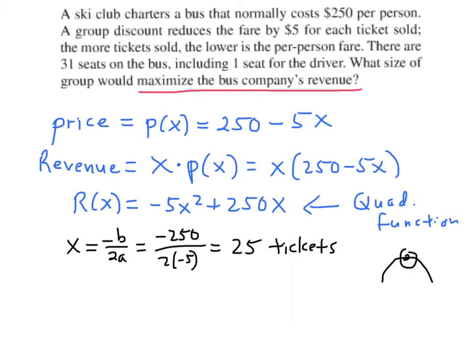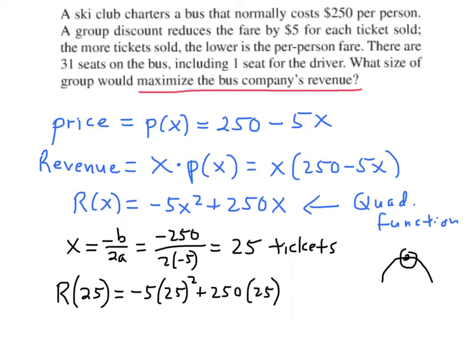And to actually find out what the maximum revenue is, you would calculate the revenue obtained by selling 25 tickets by plugging a 25 into your original function. So it would be negative 5 times 25 squared plus 250 times 25. And when you work that out, it comes out to be $3,125. And that amount of money right there would be the maximum revenue.